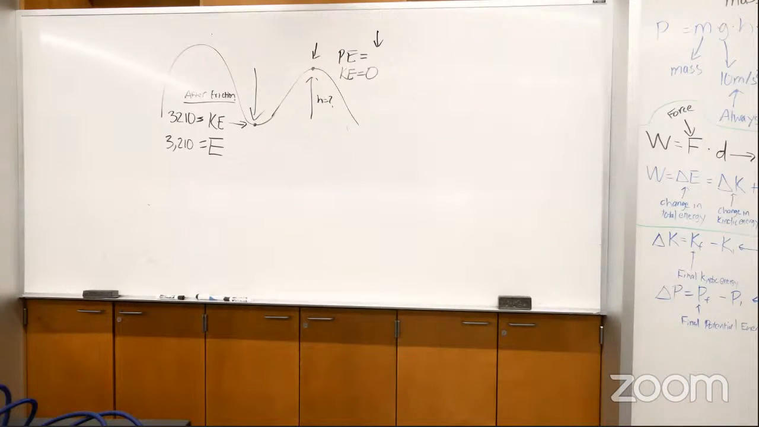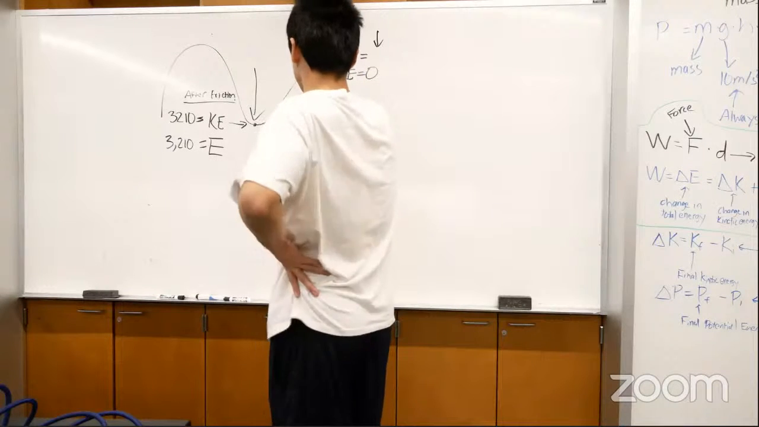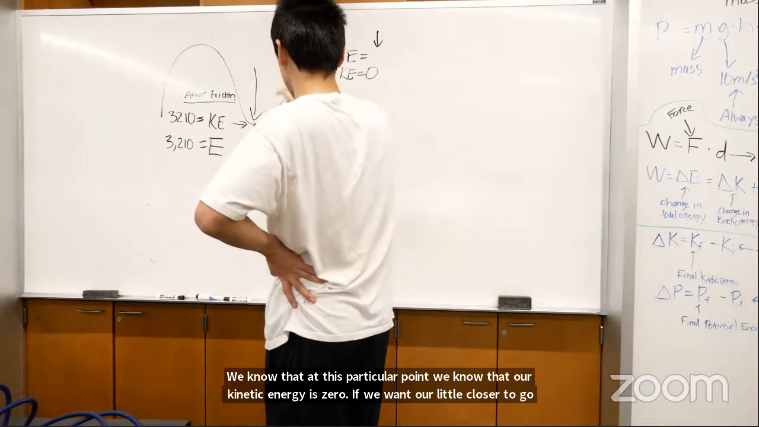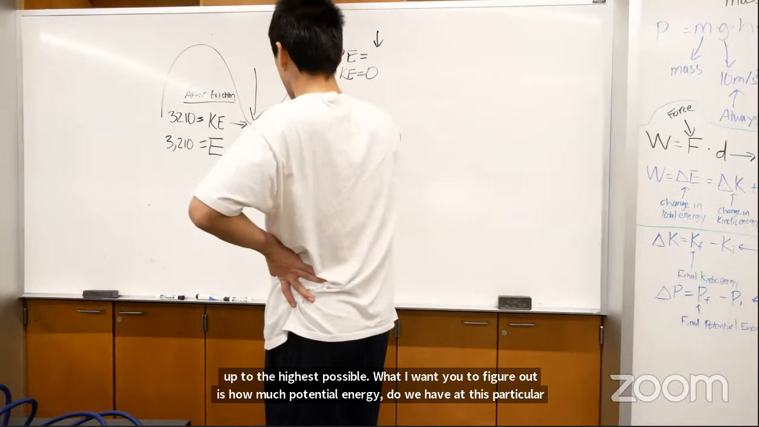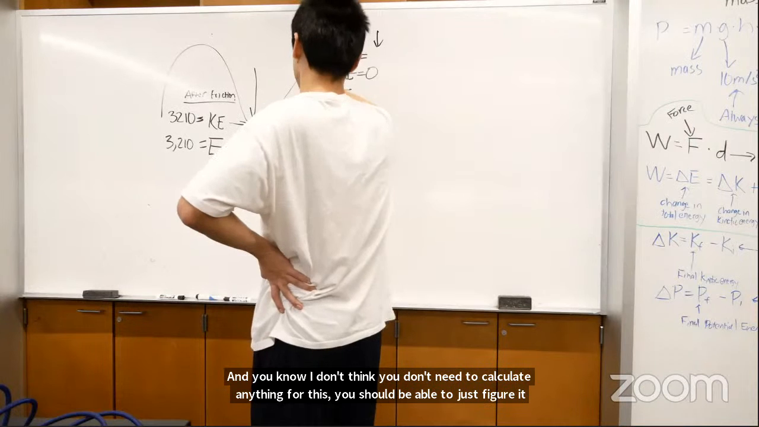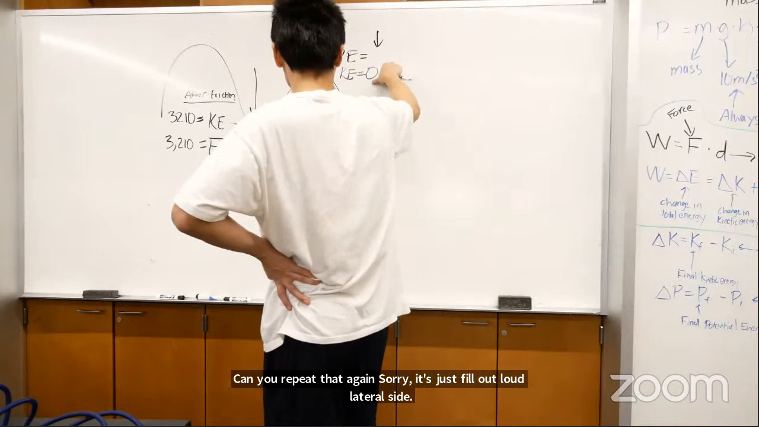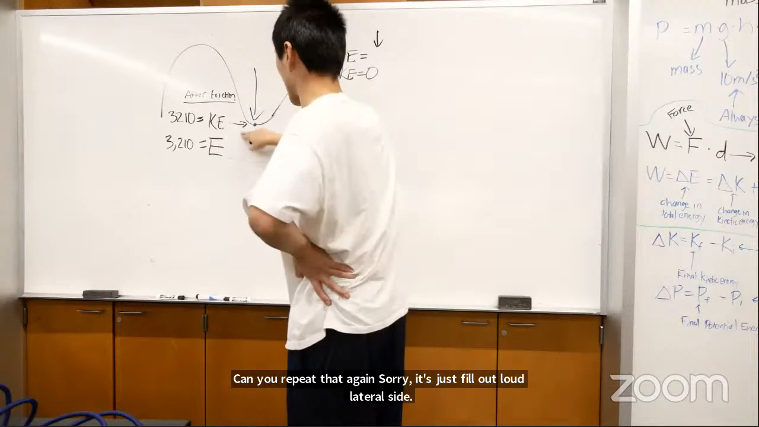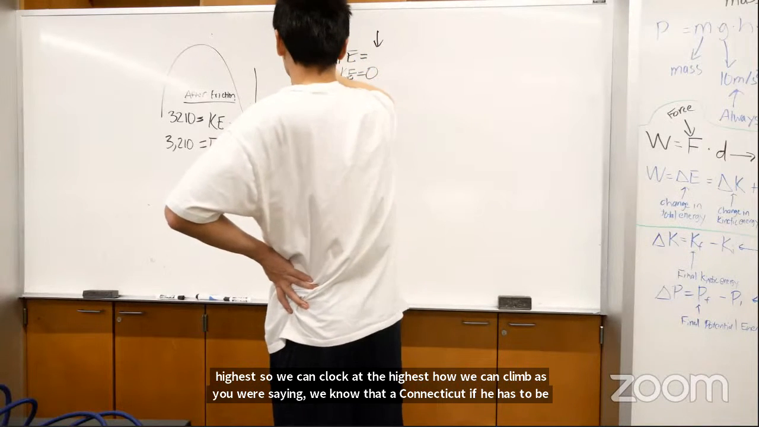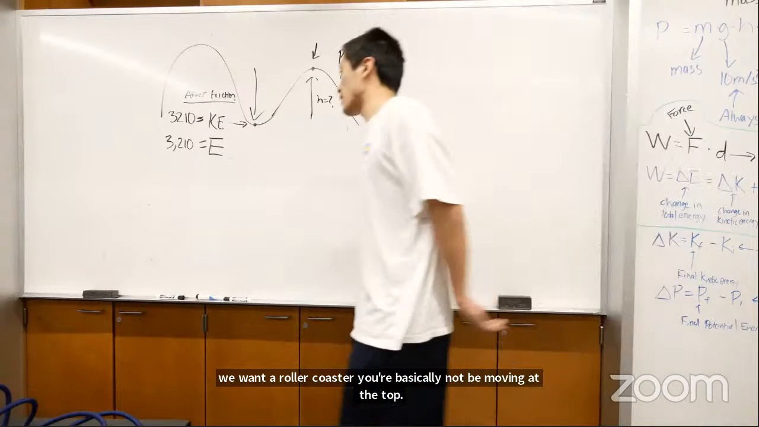Can you repeat that again? Sorry, it's just loud outside. That's okay. We're trying to figure out the height of this hill, so we don't actually know the height here. We want to figure out the highest hill we can climb. At the highest hill we can climb, as you were saying, our kinetic energy has to be 0 because we want our roller coaster to basically not be moving at the top. So kinetic energy is 0, and we know that we start off with this amount of energy. What I want to know is how much potential energy we have at this maximum height. And you don't need to calculate anything.